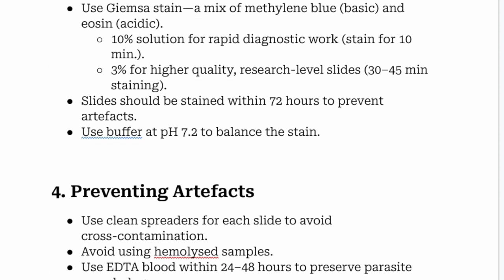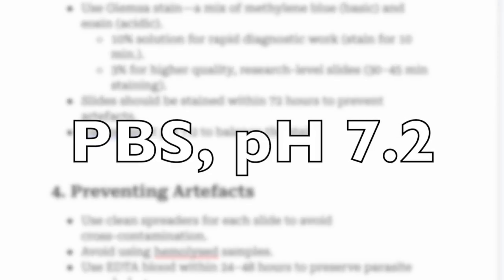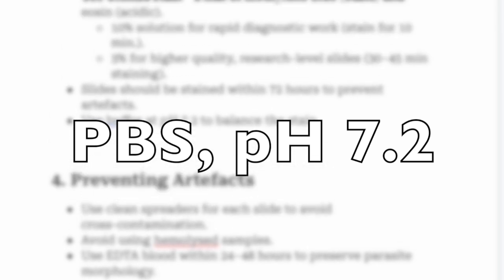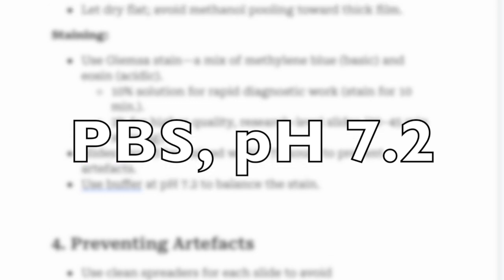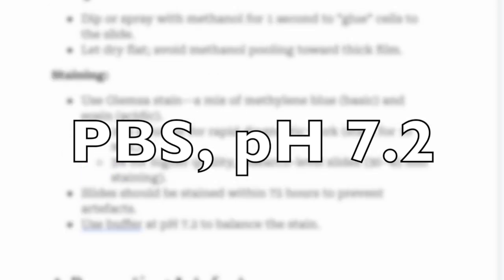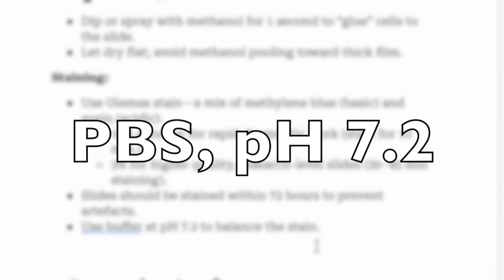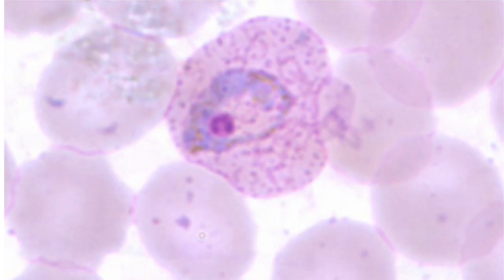It's important to mention that the Giemsa stain is made with buffered water. So you use a buffered reagent, phosphate buffered saline at a pH of 7.2, for preparation of the Giemsa. You really need this because it helps the dyes to bind to the right organelles of the parasite. For instance, the eosin, being acidic, will actually go and bind the chromatin.